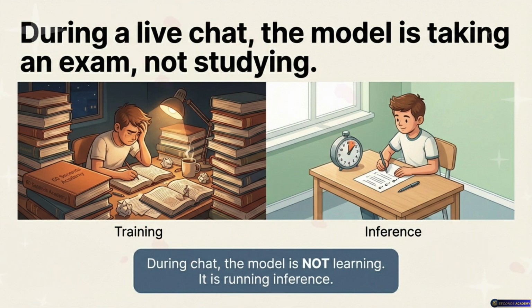Because if I am deploying a web app, I need to know exactly what compute operations my servers are executing when a user clicks submit. When you are training a model, you are running an incredibly heavy mathematical process called backpropagation. Backpropagation. The system is constantly calculating errors, calculating gradients, and updating those billions of weights.